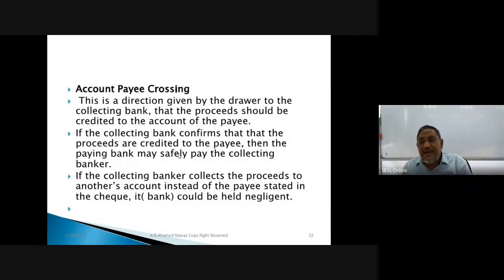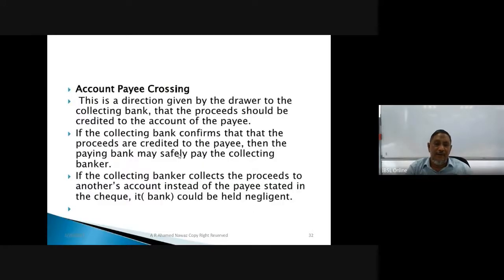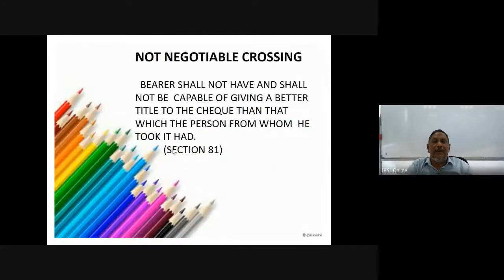If the collecting bank collects the check proceeds to another account instead of the payee stated in the check, that could be held negligent. Right. Next comes the not negotiable crossing.